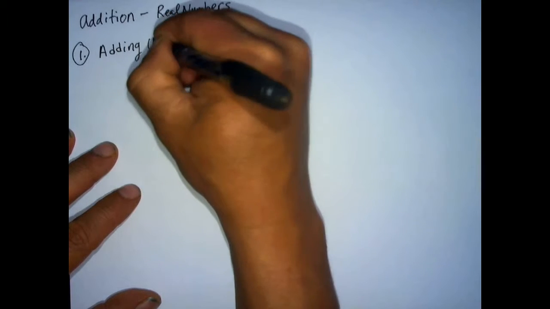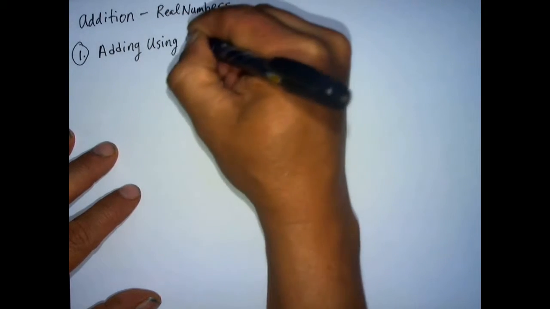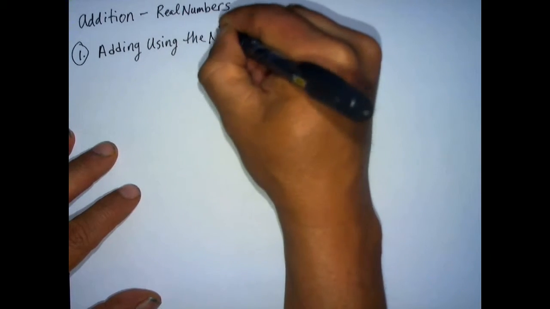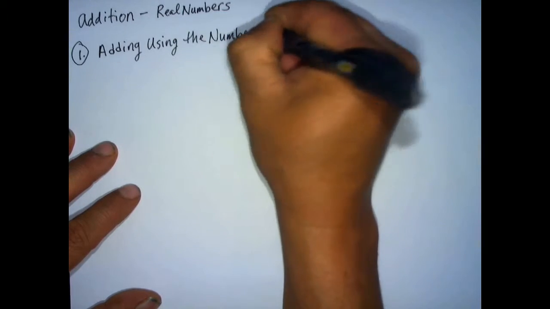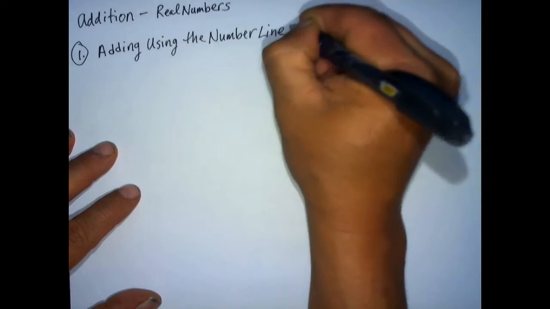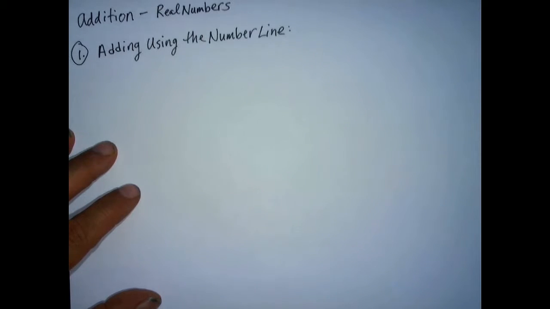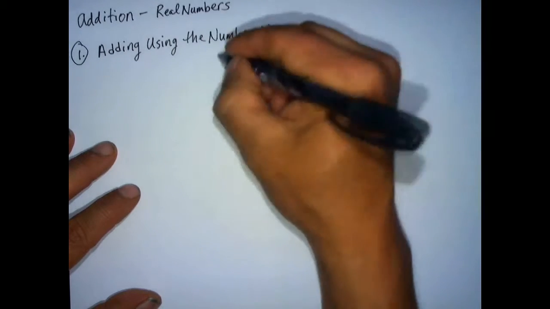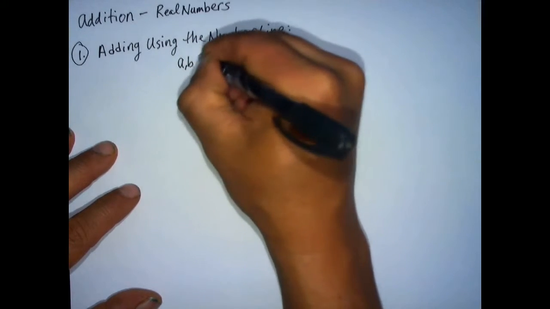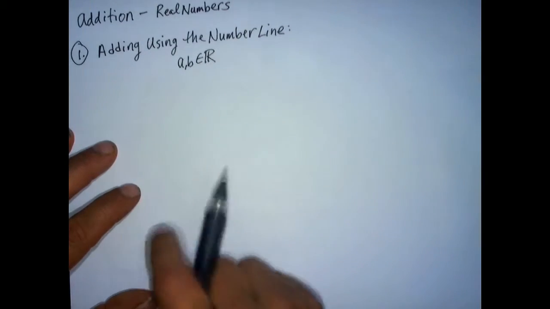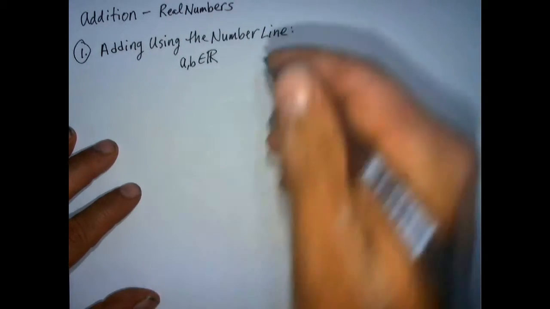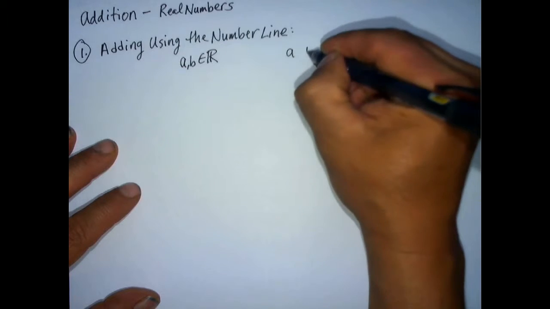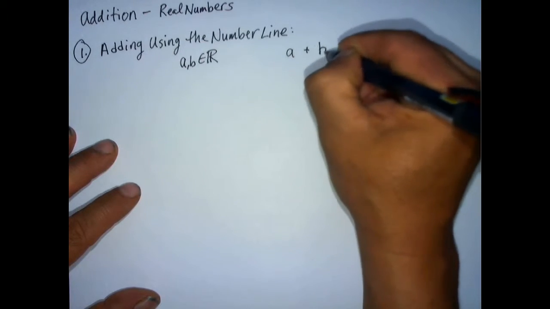using the number line. Adding using the number line. Okay, so let's just say we have A and B are real numbers. And we're going to add A plus B. And we're going to do this visually.